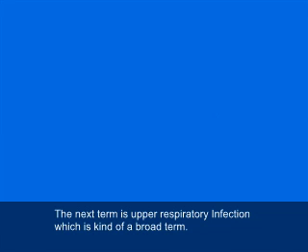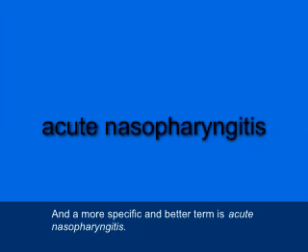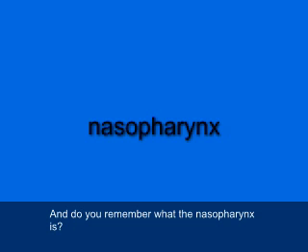The next term is upper respiratory infection, which is kind of a broad term. And the more specific and better term is acute nasopharyngitis. Acute, then nasopharyngitis: nasopharyng, and then finally itis. And if you look at the word parts, it would mean inflammation of the nasopharynx. And do you remember what the nasopharynx is?